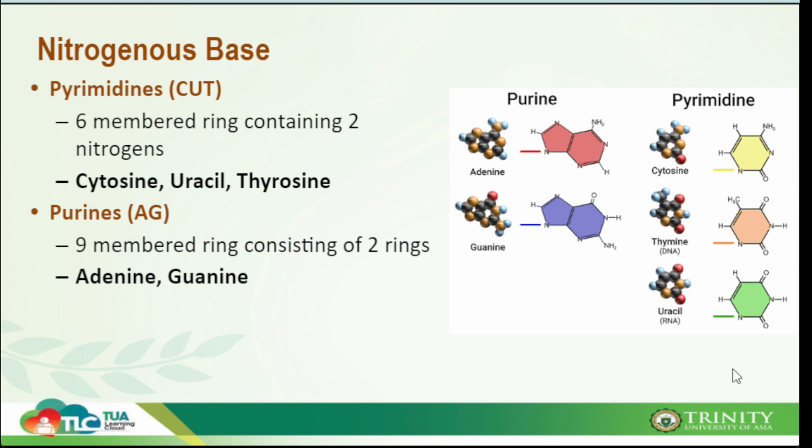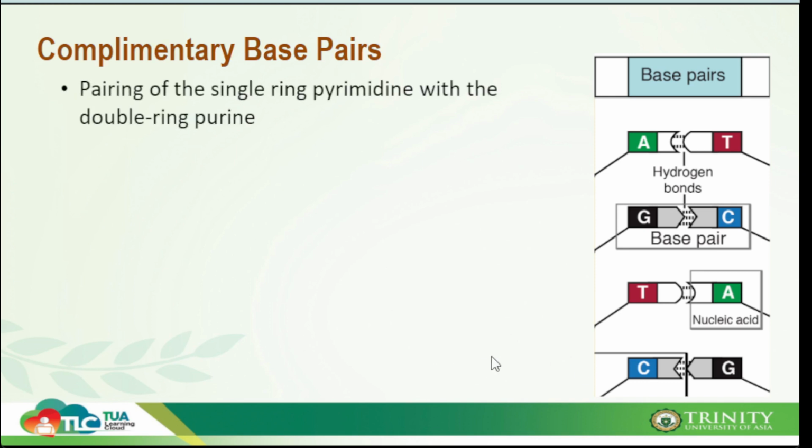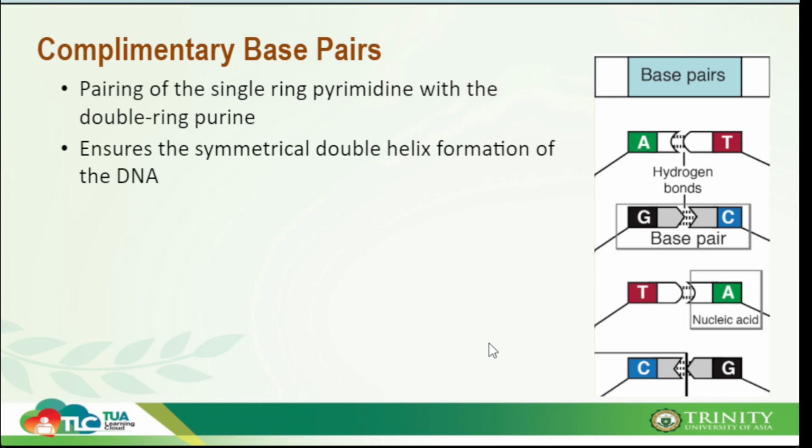Now, I've already mentioned this in our orientation or the very first topic, di ba? That your nitrogenous bases pair up with one another. A pyrimidine would pair up with a purine. Okay? So the pairing ensures that there is a symmetrical double helix formation of the DNA. This tells us na yung sequences of nitrogenous bases on one side of the DNA has a complementary base on the other side.